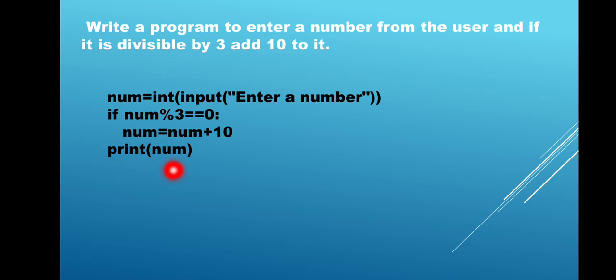So in this case, if the value entered by the user satisfies this condition, 10 will be added to it and then the new value will be displayed. But if this condition is not satisfied, no addition will be done and only the value will be displayed. Okay, let's see the output.